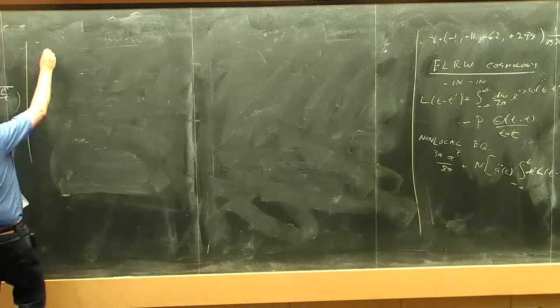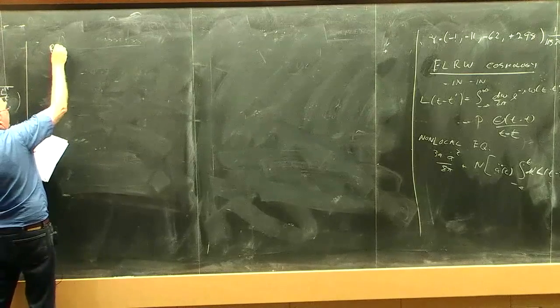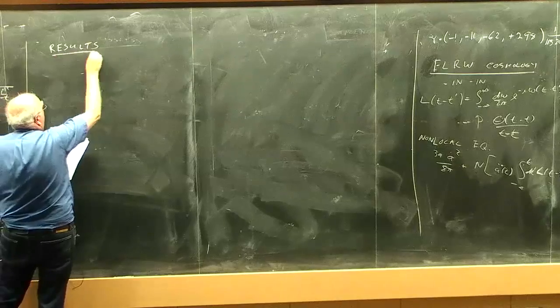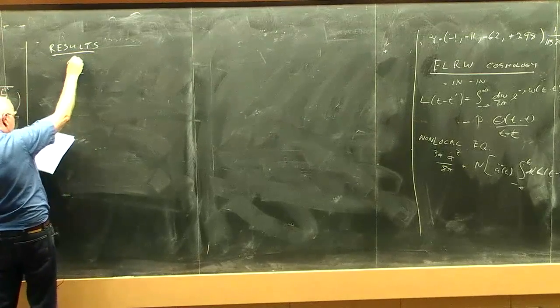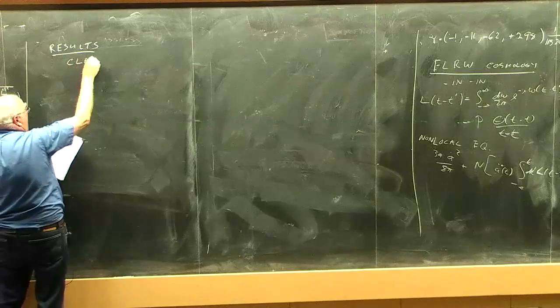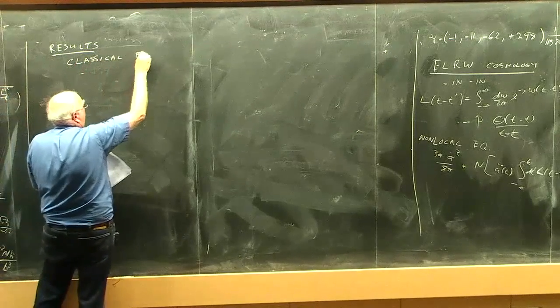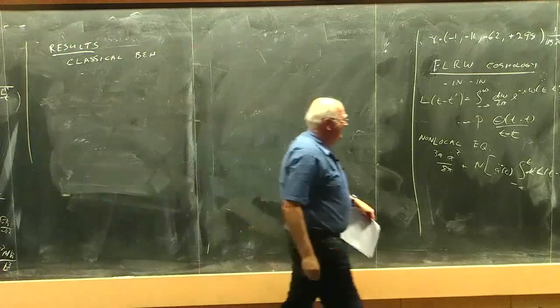Let me just close with some results. One thing I worried about when I started was, does this screw up classical behavior? This was an equation here. This thing equals zero. No, it actually equals rho. Sorry.